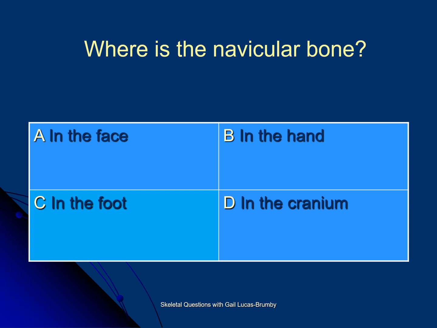Where is the navicular bone? Is it A, in the face, B, in the hand, C, in the foot, or D, in the cranium? The answer is the navicular bone is in the foot. The navicular bone is one of the tarsals in the foot.